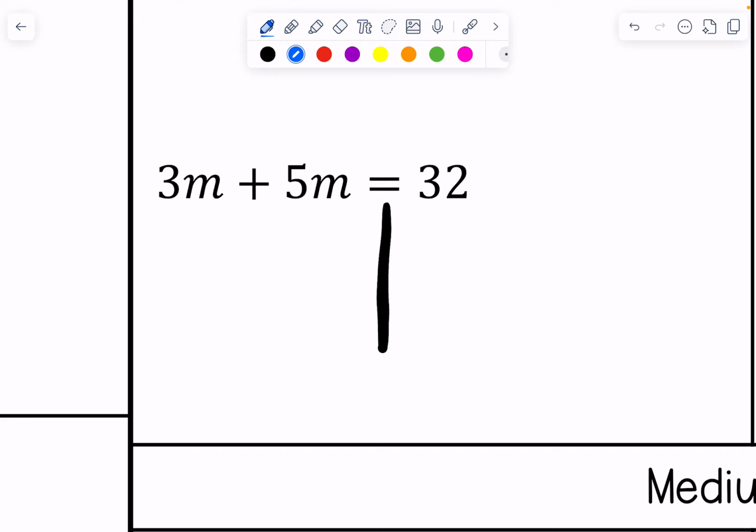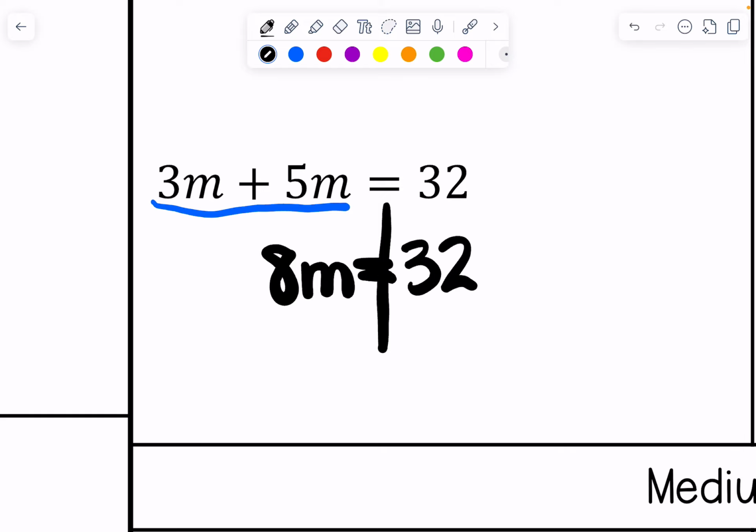So if it's an algebraic expression, there's no parentheses and there's no like terms. When I look here, 3m plus 5m, those two things are like terms, so I can go ahead and combine those m's together. 3m plus 5m actually gives me 8m. And so now I have 8m is equal to 32, and now it's become that one-step equation.